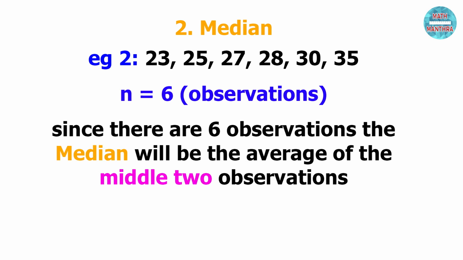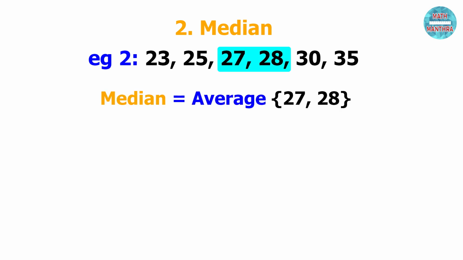Now here, since there are 6 terms or 6 numbers, we have 2 middlemost observations. So the median will be the average of the middle 2 observations. So here the middle 2 observations are 27 and 28. Its average, and average means arithmetic mean. So you have to find the arithmetic mean of 27 and 28, which you get as 27.5. So for this data, the median will be 27.5. So this is how we have to find the median of a data when it has an odd or even number of terms.